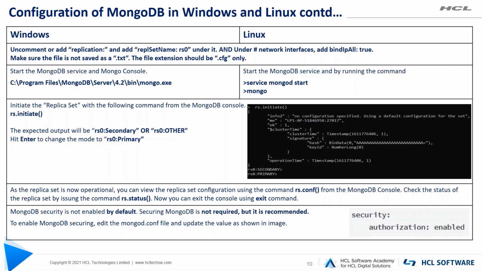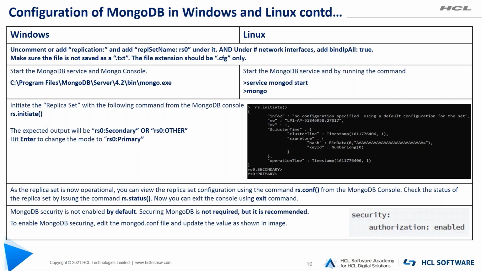So now we have entered into the Mongo console. Once you are in it, just initiate the replica set command and you should get the following output on the screen. The expected output is rs:secondary or rs:other. Now hit one more enter and you should receive the output rs0:primary. If you get this output, your config is successful.